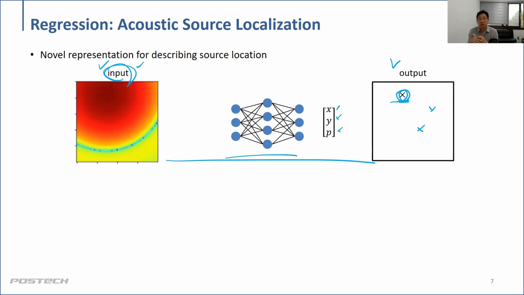This was the first trial that we did, and everybody was happy about it. We were about to say this is the end of the project story. But the question is, what if we have two speakers here at the same time, simultaneously? In that case, we need X of one, Y of one, P of one, and we need X of two, Y of two, P of two. That means we need additional nodes or neurons as output layers.